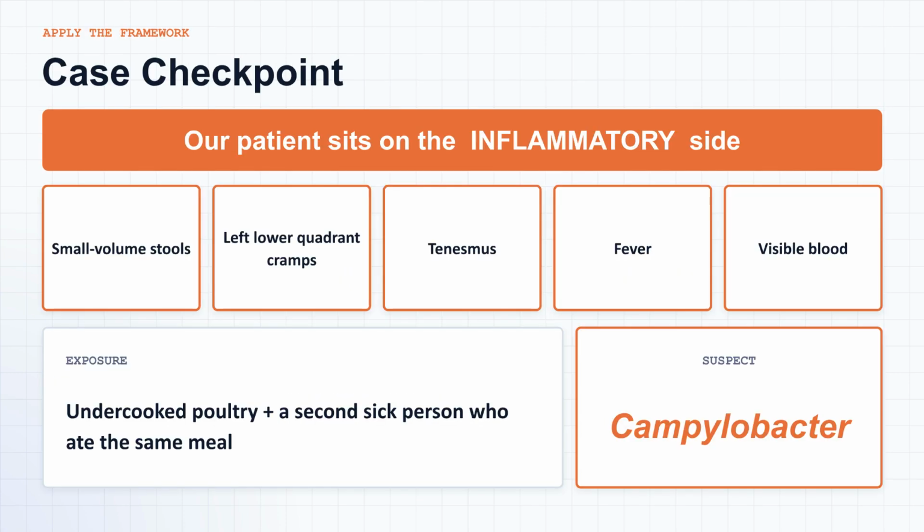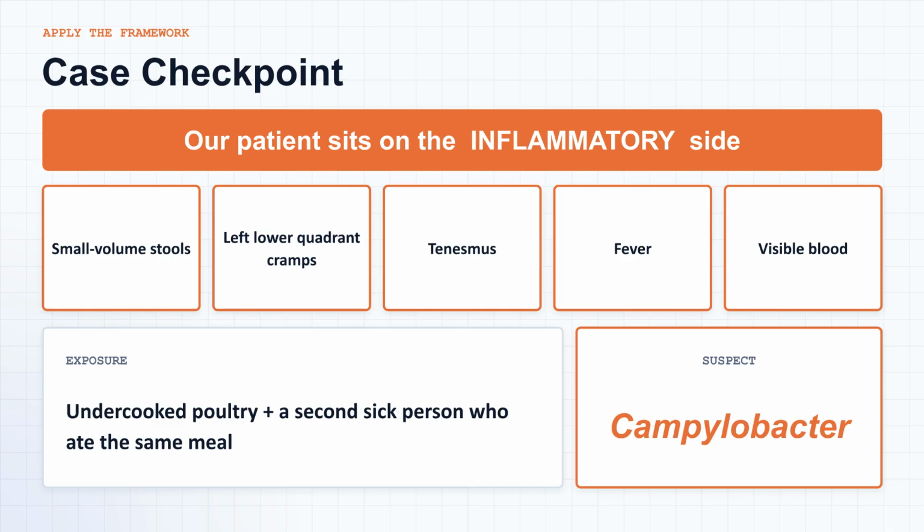Back to Marcus. Let us use the framework. His stool volume per episode is small. He has left lower quadrant cramps. He has tenesmus. He has fever. And he has visible blood. Every one of those findings sits on the inflammatory side of the split. Now add the exposure. Undercooked poultry at a cookout 5 days ago, with a second sick person who ate the same chicken. That combination points hard at Campylobacter.